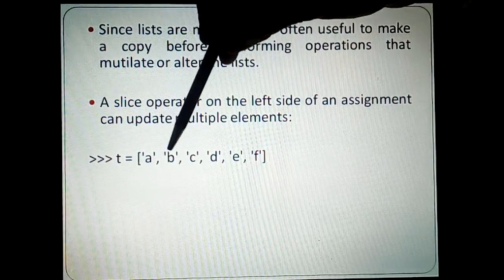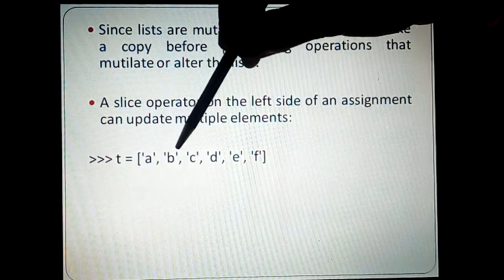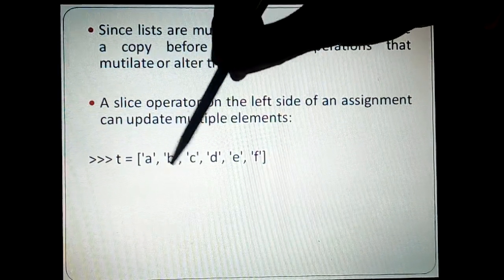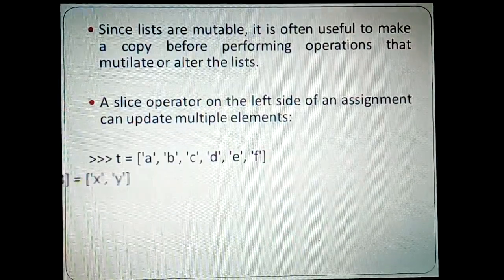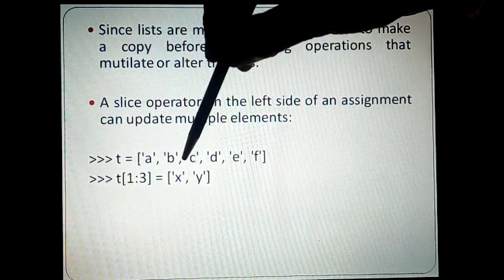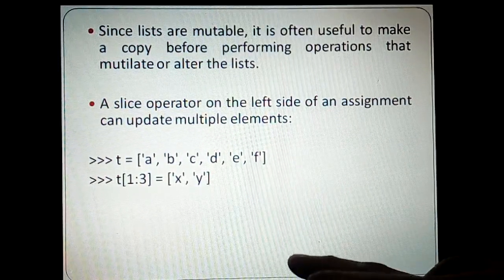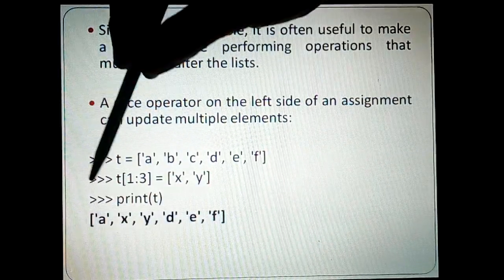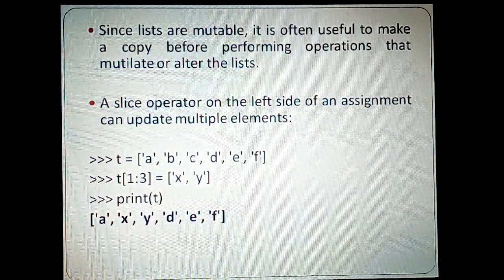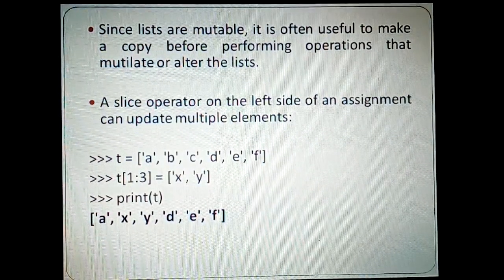For example, let us say I want to update only B and C. Then my slice would be T of 1 colon 3, that is 3 minus 1, which is 2, equals the new items which I want to add. If I write T of 1 colon 3 equals x comma y, then this x and y would overwrite the values of B and C. And when I print this, I would get A, X, Y as the new, mutated list, that is the altered list. This is how you can make use of slicing in terms of mutation.